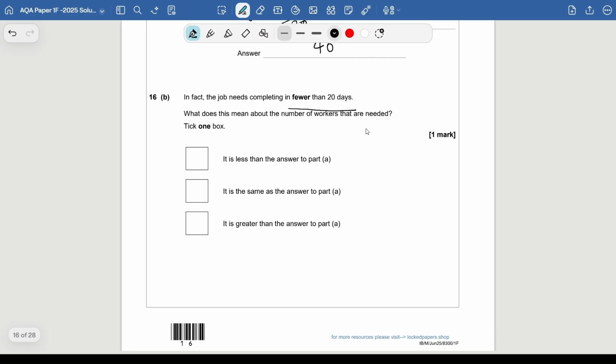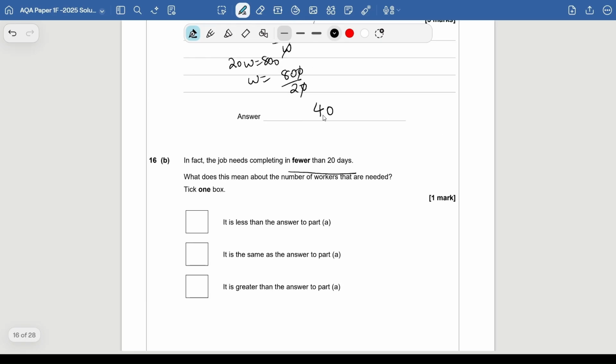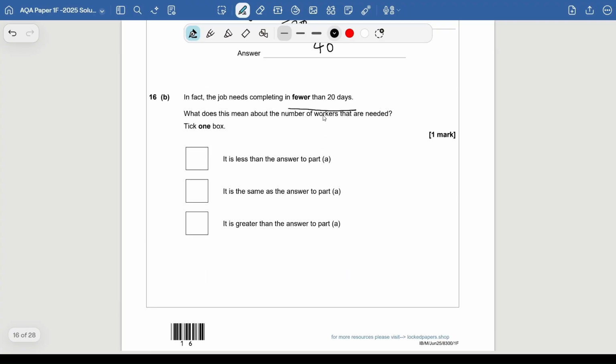This is very straightforward logic. For 20 days we need 40 people. To complete it in less than 20 days, we need more workers. If more people work on the same job, they can complete it quickly. So the answer here is greater than the answer to part A. We need more workers.